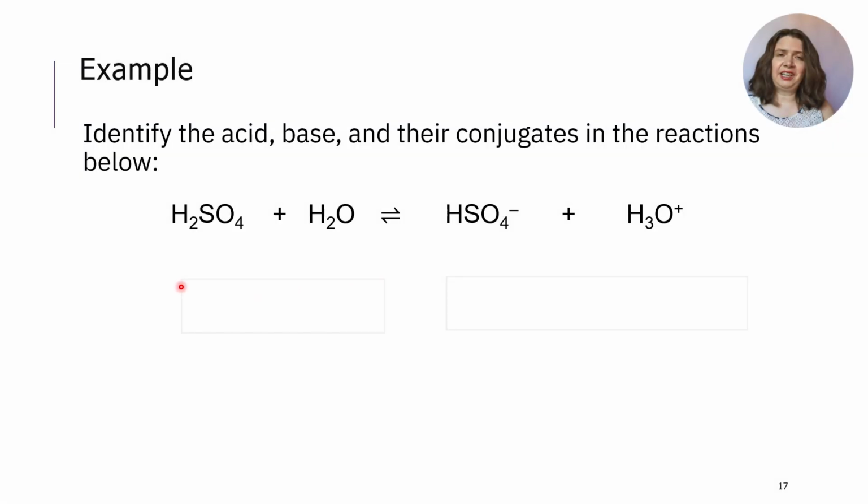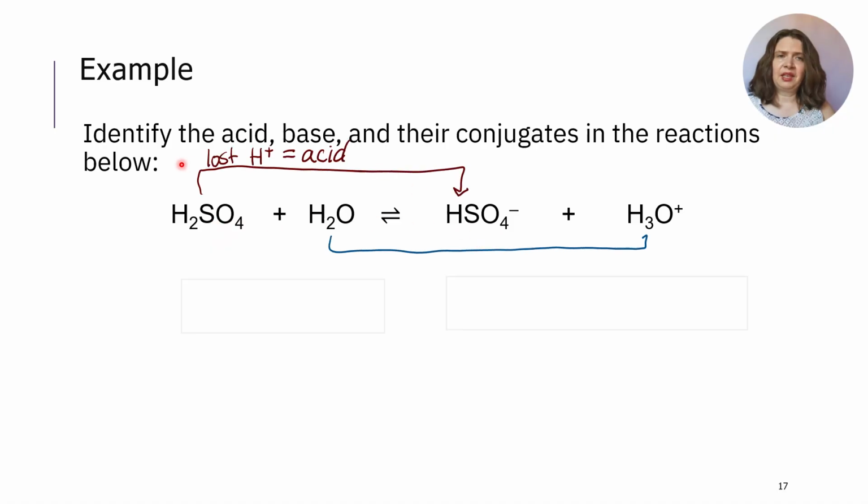Let's identify the acid, base, and their conjugates in another reaction. H2SO4 plus H2O produces HSO4- plus H3O+. Sulfuric acid, H2SO4, becomes HSO4-. It loses an H+ ion, so H2SO4 is the acid. Water becomes H3O+. It gains an H+ ion, so water is the base.